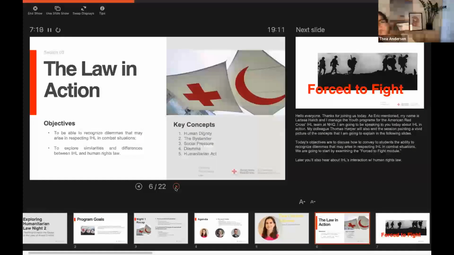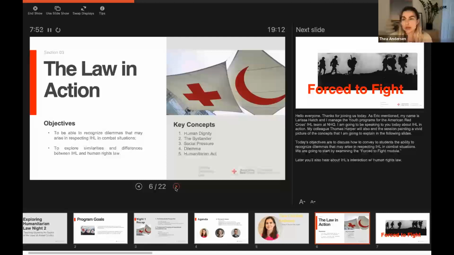So the law in action. Here our objectives are to be able to recognize some of the dilemmas that may arise in respecting IHL in combat situations, and to explore similarities and differences between IHL and human rights law. The key concepts are the same as the ones that Ogden repeatedly said we were going to hammer throughout the whole series: human dignity, the bystander, social pressure, dilemma, and humanitarian act.